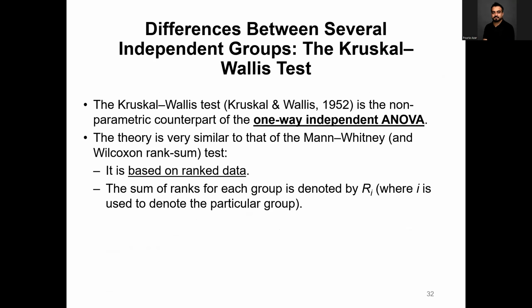So for example, let's say I want to compare the total cholesterol levels among different race or ethnicity groups. So in that case, I have more than two groups. The theory is similar to the Mann-Whitney U test and Wilcoxon rank sum test, but since I have more than two groups, I would go with the Kruskal-Wallis test.